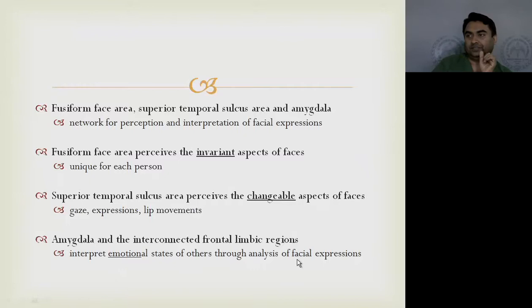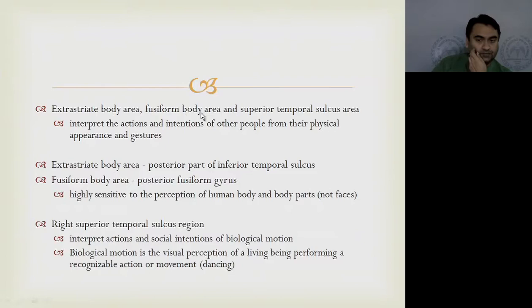For the body, it's the extrastriate body area, the fusiform body area and the superior temporal sulcus area, which interpret the physical appearance and gestures of people. Now, these two, the extrastriate body area and the fusiform body area, are sensitive to the perception of human body or body parts, but not to face, which is the other ones that we just discussed. The right superior temporal sulcus region can interpret actions and social intentions of biological motion. Now, what is a biological motion? It is a visual perception of a living being performing a known or recognizable act or movement.